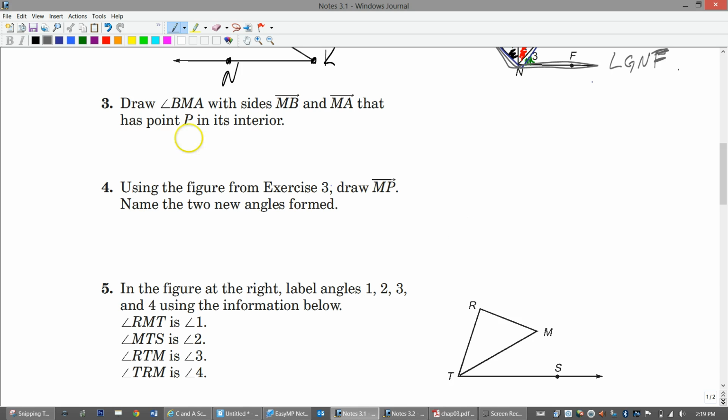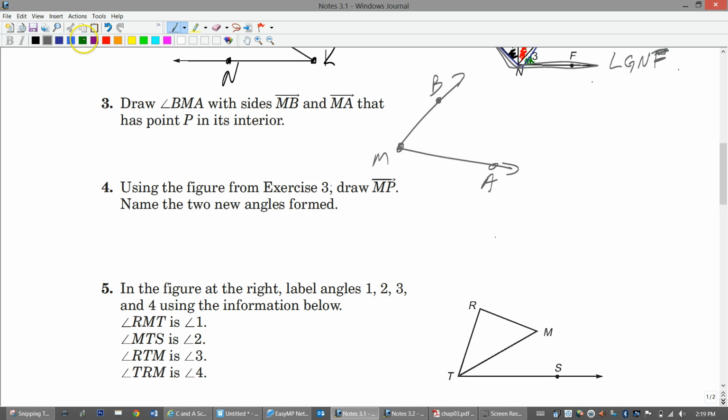Okay. Angle BMA. So this would be M. M has to be the vertex, right? Because it's written in the center. B and A don't really matter where you draw. Okay, and it doesn't matter what degree, how big the angle is, because we're not asking for that.